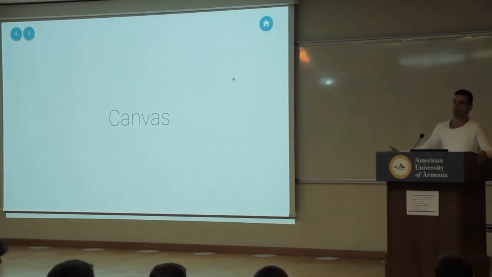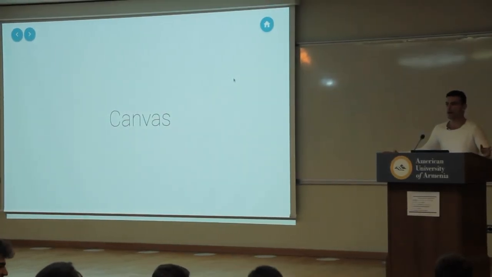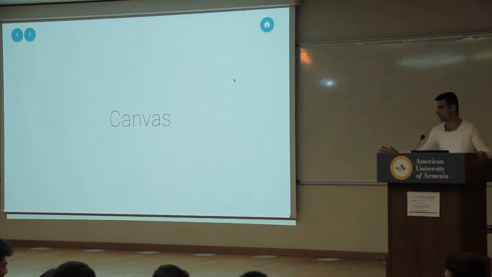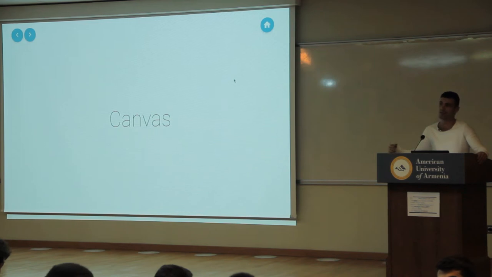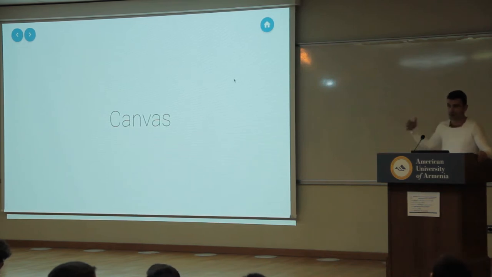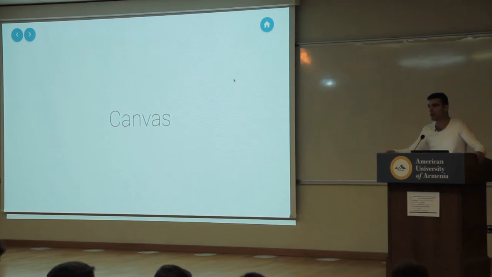Up until now, we've been looking at the basics of programming. So we've studied variables, we've studied functions, we've studied recursion, the mechanism for looping over data. Today, we're going to start talking about canvas, which is an element that allows you to render various things on the screen. But before we do that, we need to talk about the DOM.